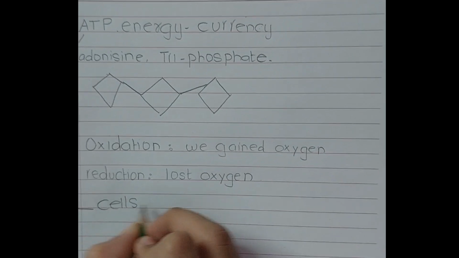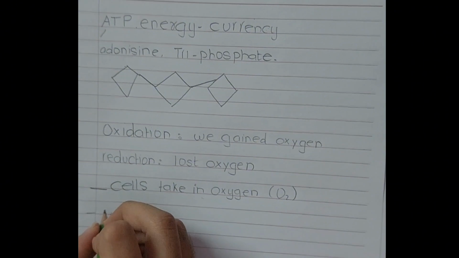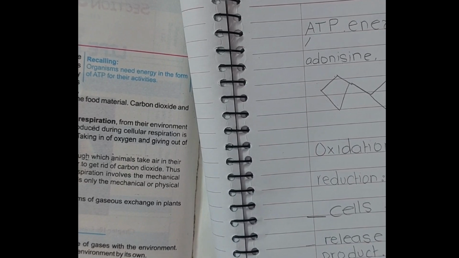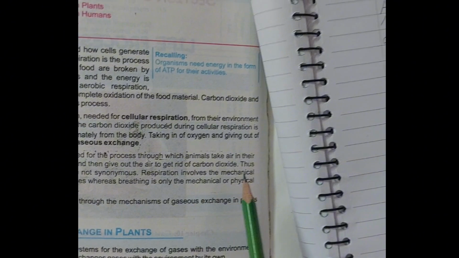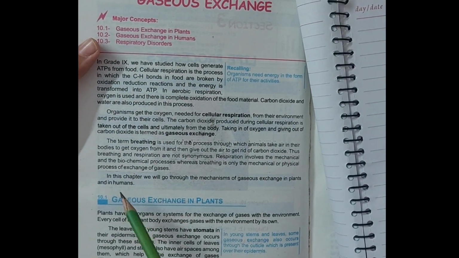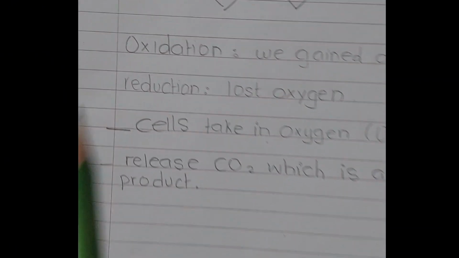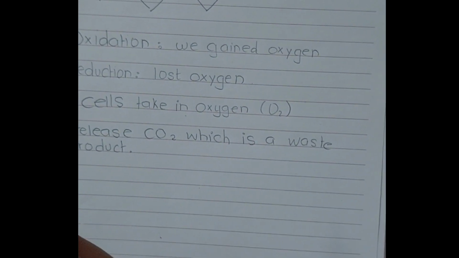Now, from this we have learned that cells take in oxygen, known as O2, and release carbon dioxide, which is a waste product. Breathing is the process through which animals take air into their bodies to get oxygen from it and then give out the air to get rid of carbon dioxide. Thus, breathing and respiration are not synonymous. Respiration involves a mechanical and a biochemical process, whereas breathing is only the mechanical process of exchange of gases. Now, here comes a question: what is the difference? It is in which you breathe in and out for getting energy, right?